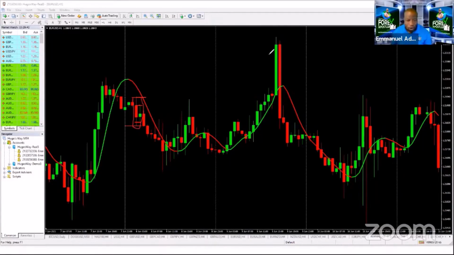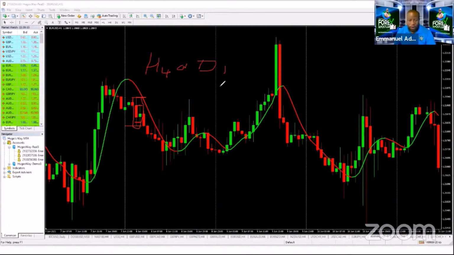You can find it in 1 hour, in 1 minute, in 5 minutes, in daily chart. But this strategy is more profitable, and gives you peace of mind if you trade it on higher time frame, like 4 hours or daily chart. Okay, but that doesn't mean that you can't trade it in any other time frame like this. This is 1 hour. If you are an intraday trader, you can use 15 minutes, 5 minutes.